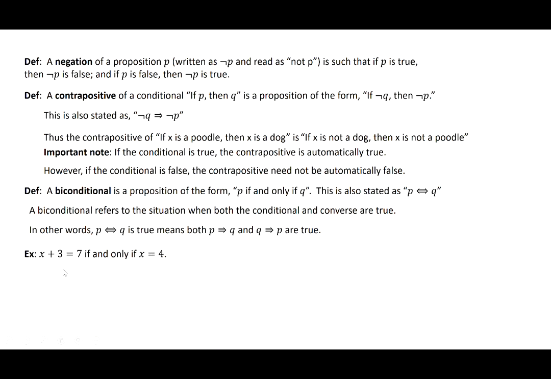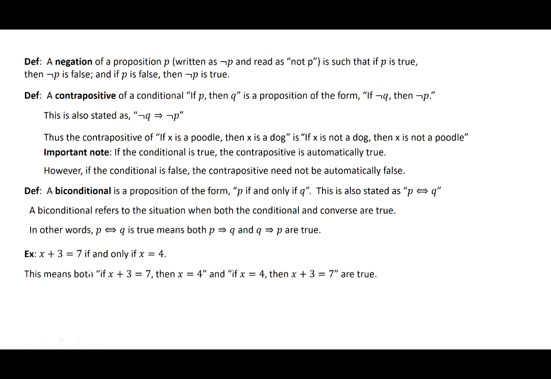Can you tell me what two things are true when we say this? If x plus 3 equals 7, then x equals 4. That is true. If x equals 4, then x plus 3 equals 7. That is also true. That's what this means.